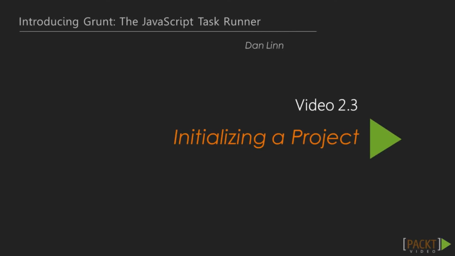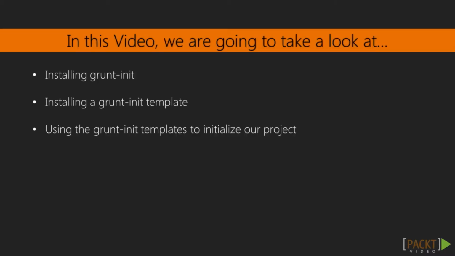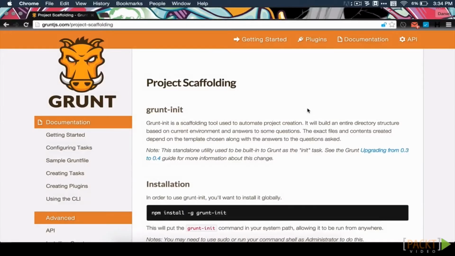Welcome back to Introducing Grunt, the JavaScript Task Runner. This is the third video in the second section of Running Grunt called Initializing Grunt. In the last video, we talked about some of the things we can accomplish with Grunt. In this video, we'll talk about how to initialize a project and get a lot of this set up out of the box. Using the grunt-init command, we can initialize a project very quickly.